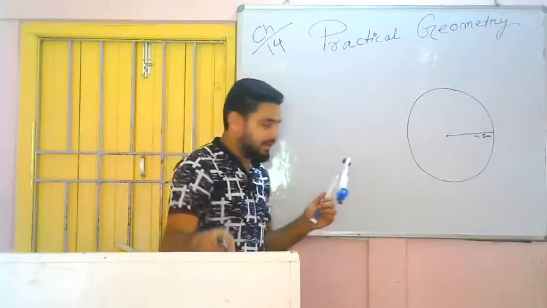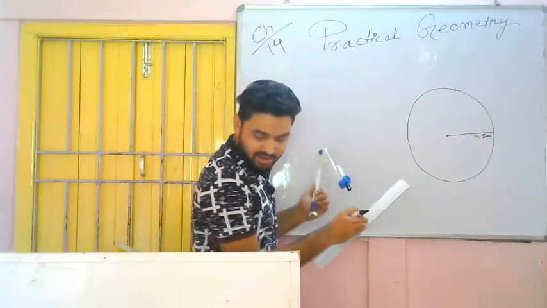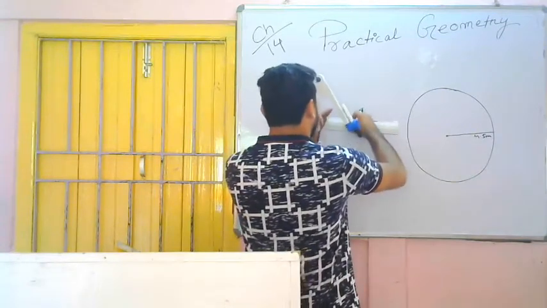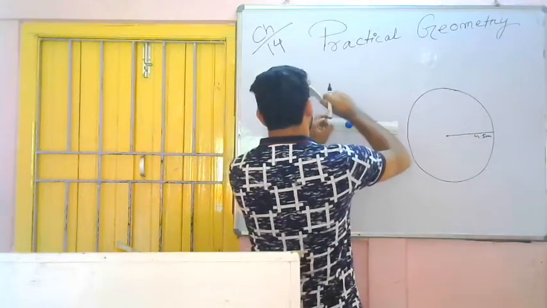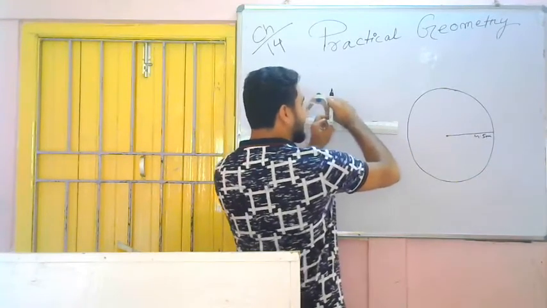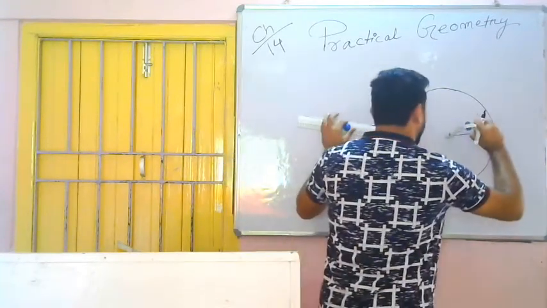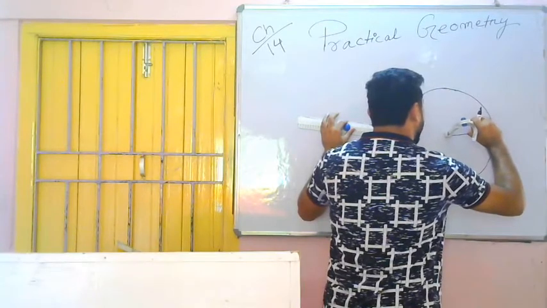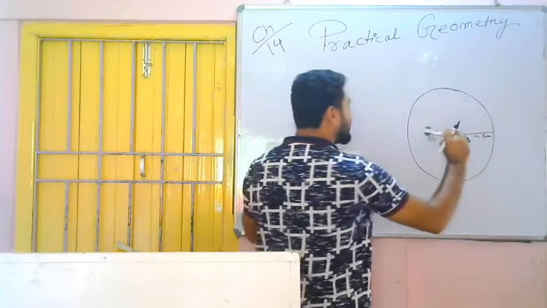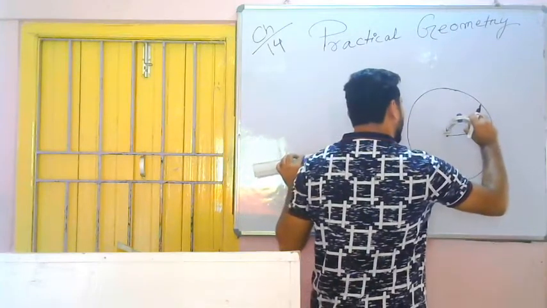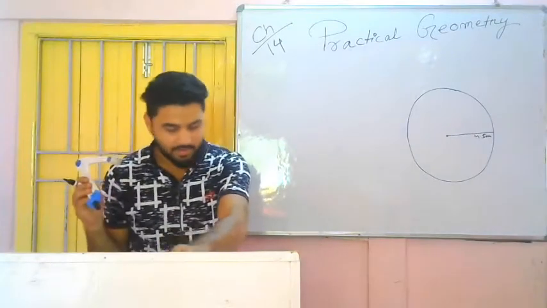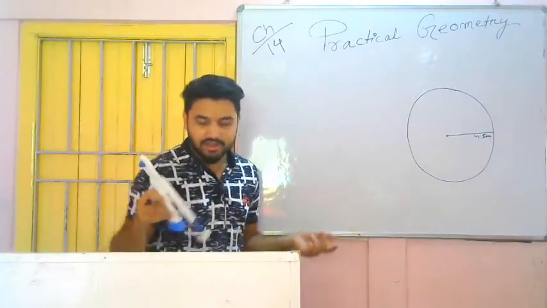After that, you take 3.8 again like this. You keep your ruler like this and take the measurement 3.8. Then you keep the needle again in the center, maintaining the same center. You don't change the center. You place the needle in the same place and draw a circle with radius 3.8.